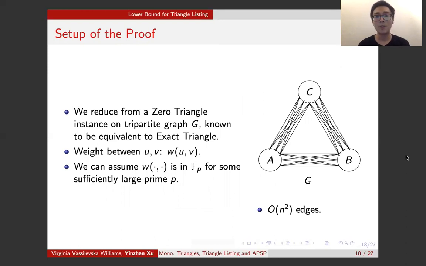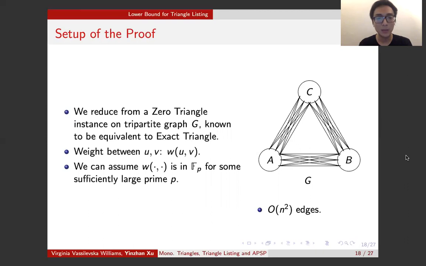In this 0 triangle problem, we are given a weighted graph, and we need to answer whether there's some triangle whose edge weights sum up to 0. And this problem is known to be equivalent to exact triangle. So that's why we can use it interchangeably with exact triangle. And we will use w(u,v) to denote the weight between vertex u and v.